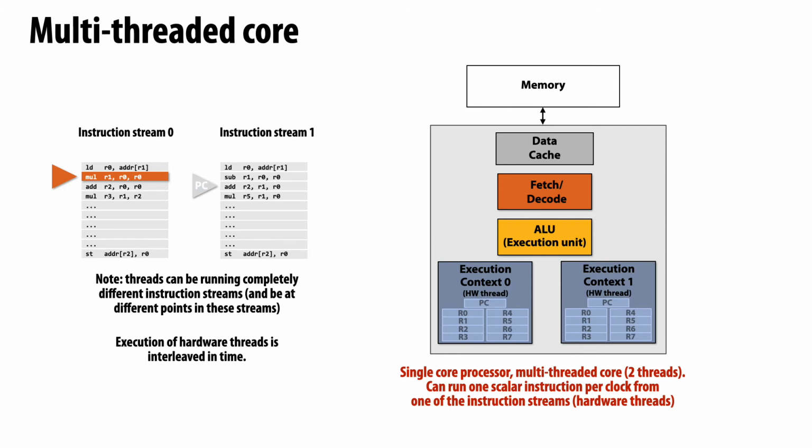Instruction stream 0 is on the second instruction, instruction stream 1 is on the third instruction. These threads can be on completely different points in their instruction stream because the hardware is tracking different PCs for each of these threads. Now, of course, we can put it all together. We have this multi-threaded core.